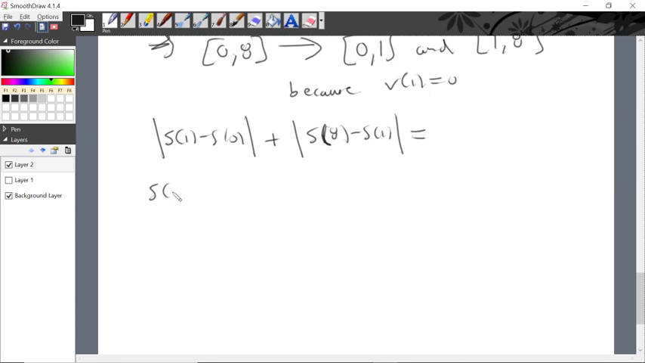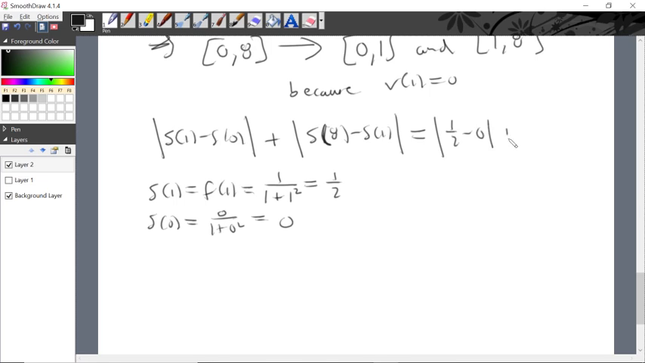So back to the original position function, which was t over 1 plus t squared. We have s of 1, which is 1 over 1 plus 1 squared, and that equals 1/2. What about s of 0? S of 0 is 0 over 1 plus 0 squared, so that equals 0. So we have s of 1 minus s of 0, the absolute value of 1/2 minus 0. The absolute value is not necessary there because it's already positive, but it ensures that our result is non-negative.